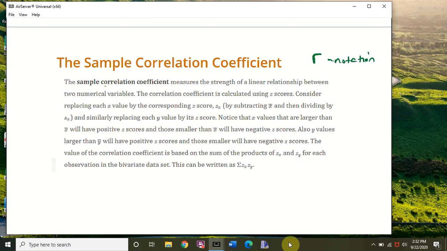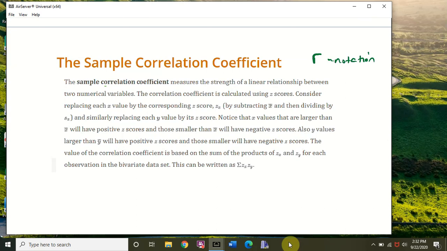Lowercase r is the notation. The sample correlation coefficient measures the strength of a linear relationship between two numerical variables. The correlation coefficient is calculated using z-scores.